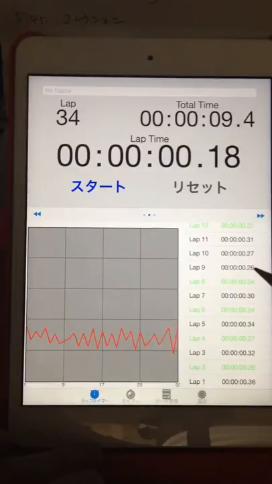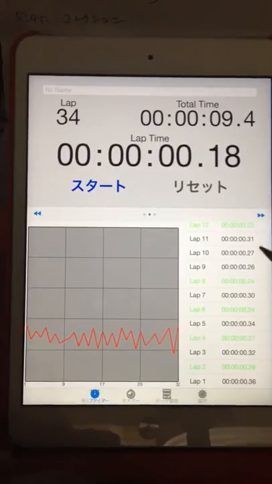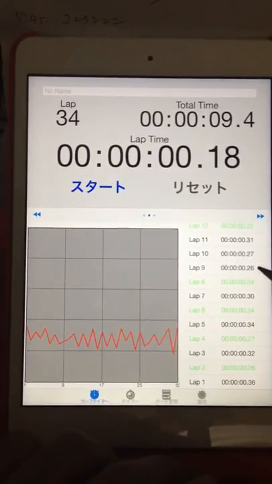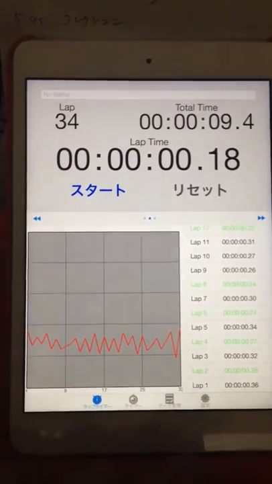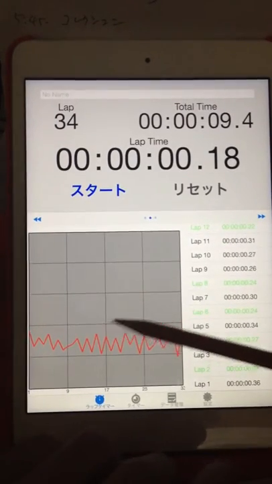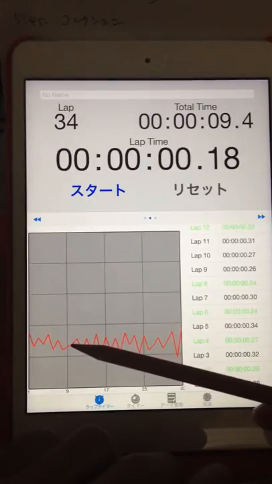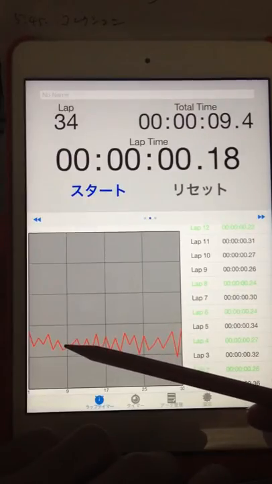1, 2, 3, 4, 1. -1, difference is -1. No, almost even. 1 means 2%. 1 means 10 milliseconds. And it's minus 2 seconds. Minus 2% reverse bounce.